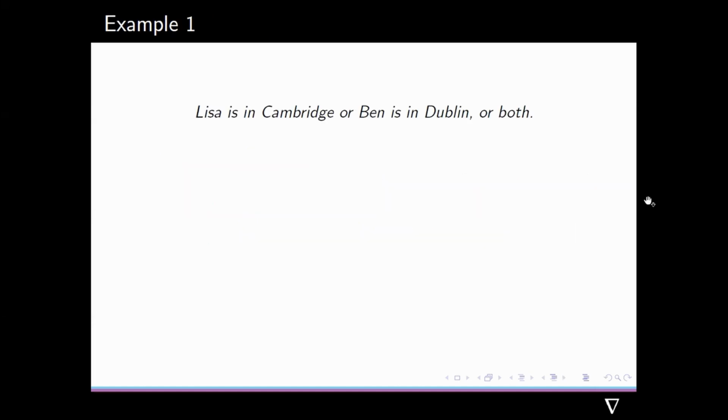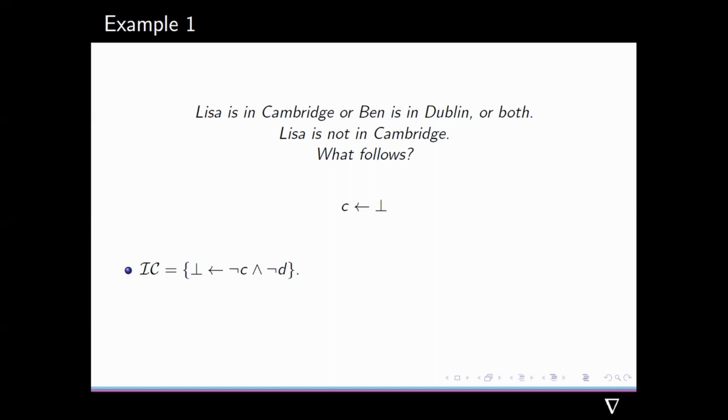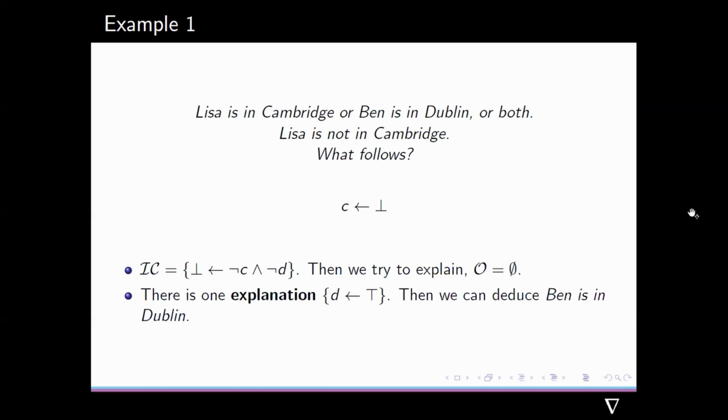Consider the following example. Lisa is in Cambridge or Ben is in Dublin or both. Lisa is not in Cambridge. What follows? For Lisa is not in Cambridge, we use C if bottom. And for the or statement, we use false if not C and not D. And then we use abduction to explain the empty observation. There's only one explanation, D if top, and it's the only way to satisfy the integrity constraint. So what follows is Ben is in Dublin.